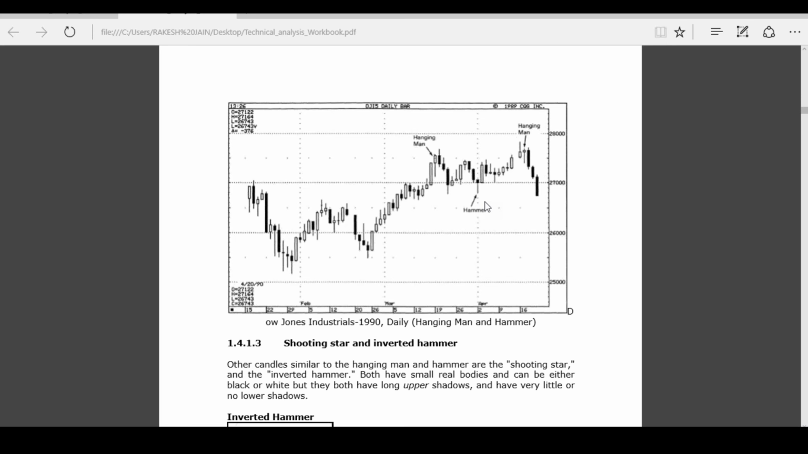The resistance zone means the zone where the sellers become active. The stock is not able to break that particular price and move up. That is called a resistance.